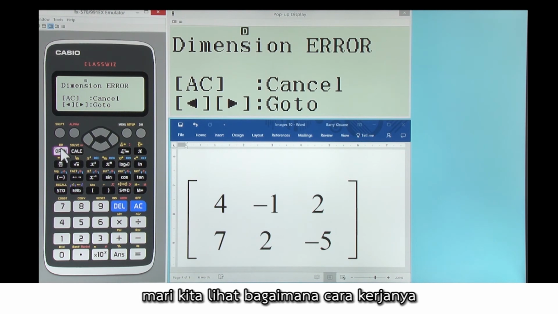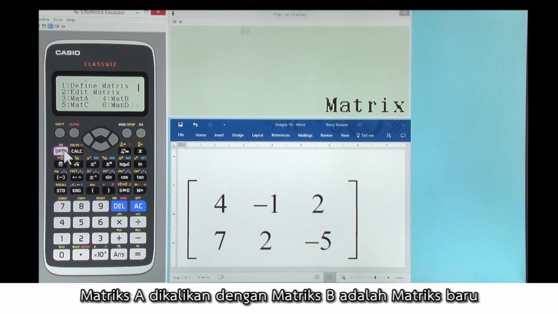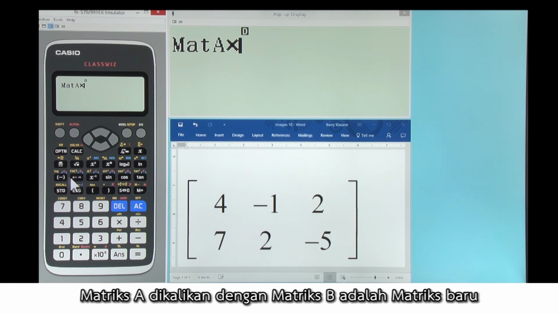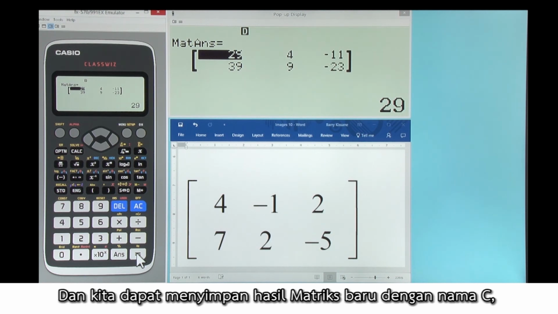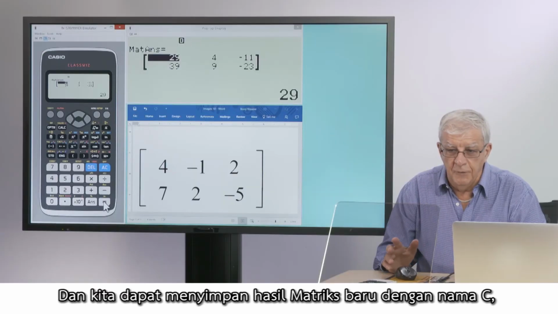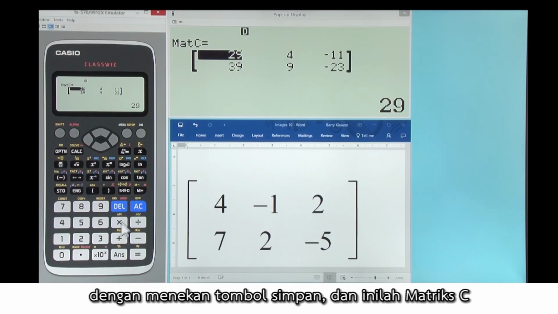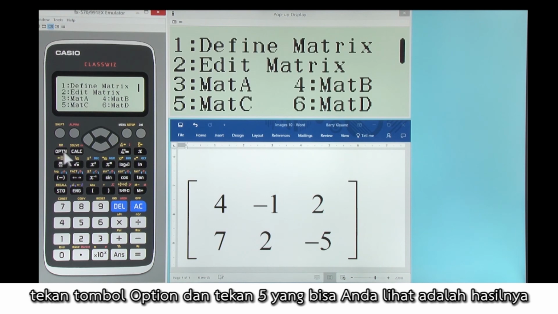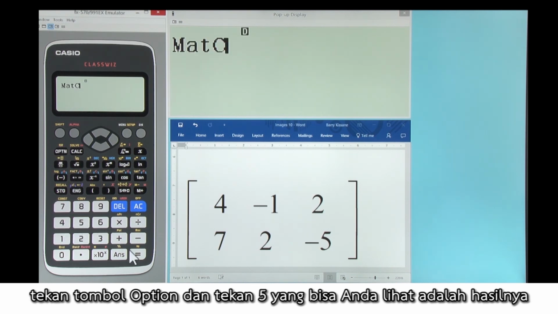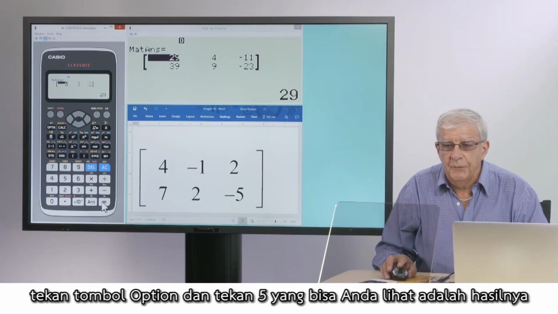Let's look at how that works. Matrix A multiplied by matrix B is a new matrix, and we can store the result of the new matrix, labelled C, by tapping the Store button. And here's matrix C. Option number 5, you can see, is the result.